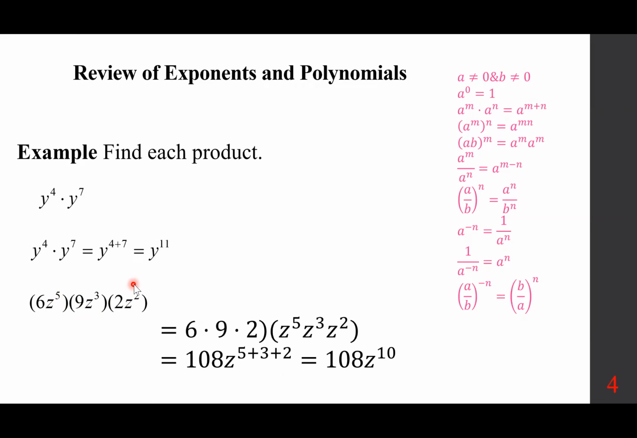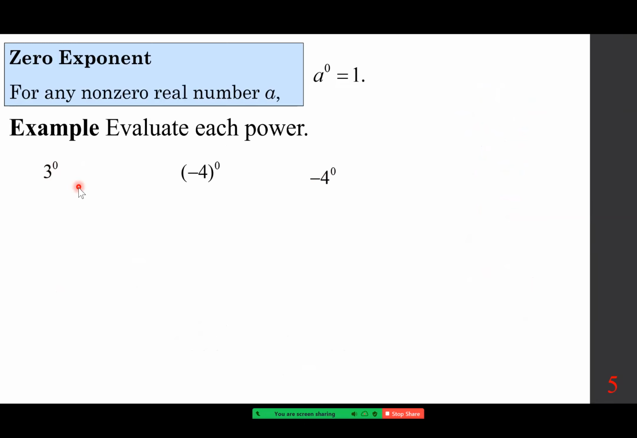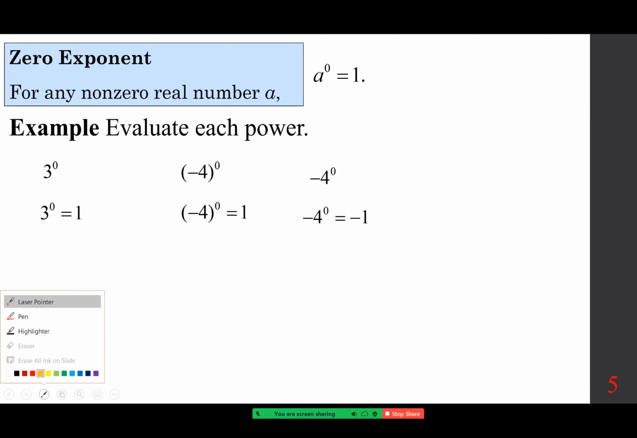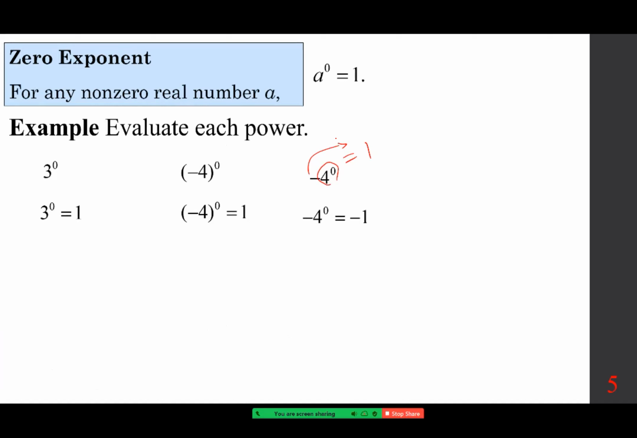Anything to the power of 0, we said, is 1. So this is 1. This is 1. This is 1. But what happens to this one? This is -1, and I want to make sure everybody understands why. Because of the order of operations, this one is done first, which becomes 1, and then the negative applies. That's why you want to be careful with that, okay?